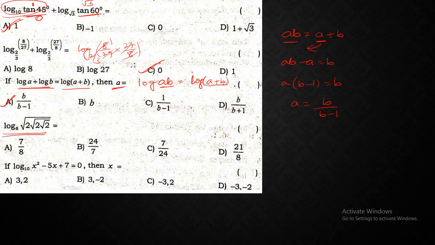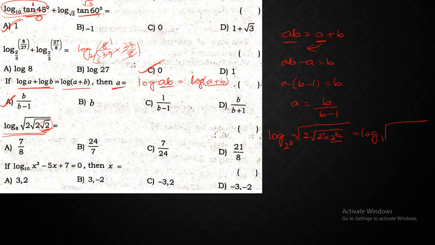So how can I do this? Root 2 I can write as 2 power 1 by 2. Now breaking all the square roots, this I can write as 2 cube. So this I can write as 2 root over 2 into 2 power 1 by 2. So this root I have written 2 power 1 by 2. 2 power 1 into 2 power 1 by 2 is nothing but 2 power 3 by 2.